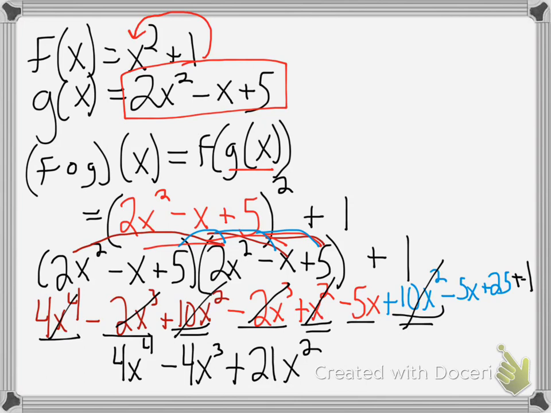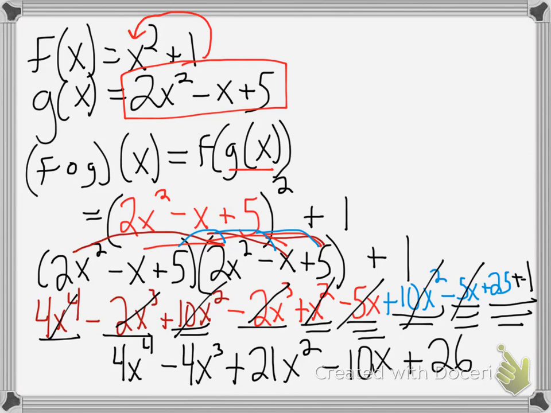Then the x's, I see a minus 5x with another minus 5x, that's minus 10x. Cross them out to show that I'm done. And then the two constants, 25 plus 1, that gives me plus 26. And that would be my final answer. Okay? Now let's do the next page.